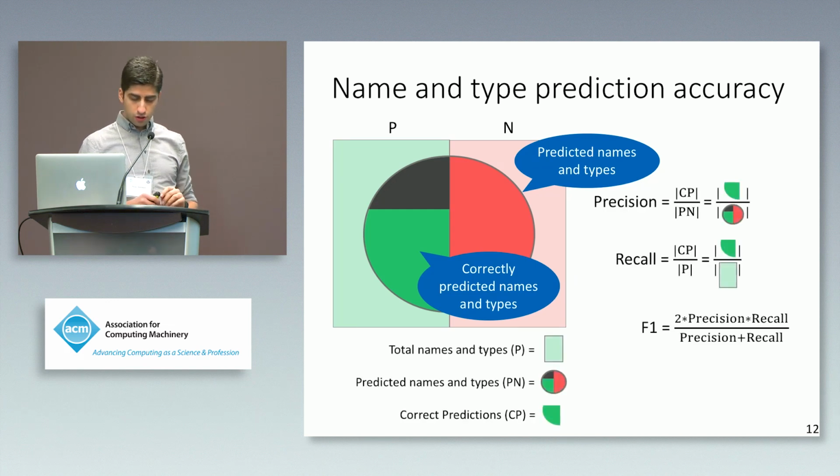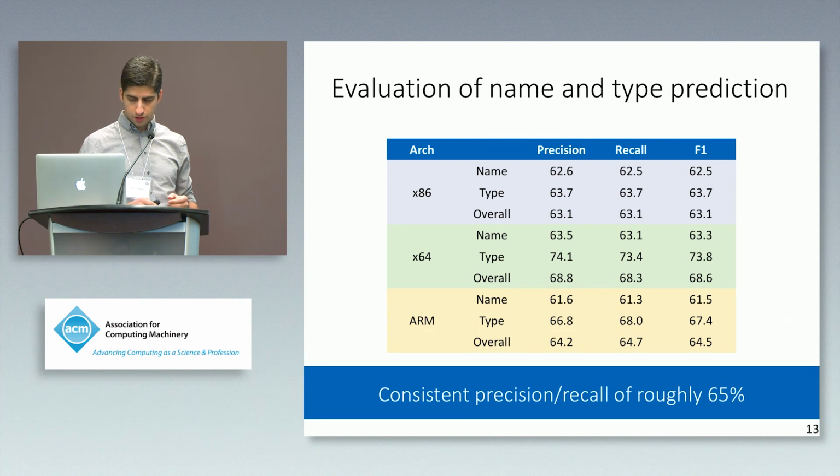So we measured 3 different things. We measured the precision, which is the number of correctly predicted names and types over the total number of predicted program elements. Then recall covers the number of correctly predicted names and types over the ground truth of all correct names and types. And we also measure the F1 score, that captures the combined performance of both metrics.